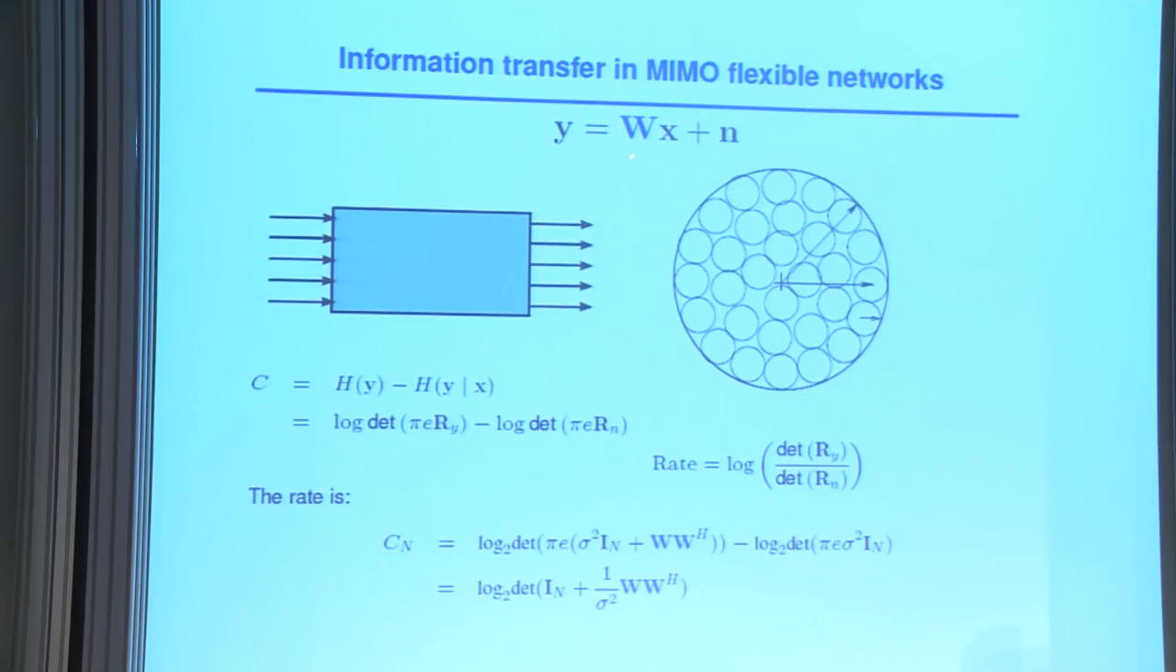Now, let's go specifically to the case where y equals Wx plus n. Then you can write this formula in a very easy manner. And the story tells you that if you write it, Ry is given by this, Rn is given by this, and the rate is nothing else than the log determinant of the identity plus 1 divided by sigma square, W W^H. Here H is transpose conjugate, and W W^H is the Gram matrix associated to W. The rate at which you can transmit is related to the eigenvalues of this box here. Okay? This you have to capture.